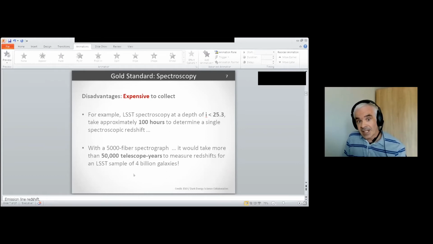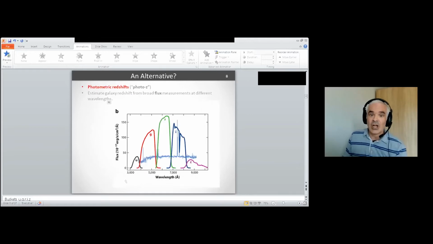So if they wanted to get spectroscopy for their entire field, they kind of, with tongue in cheek, said that would take about 50,000 telescope years. So obviously that's never going to happen. So we've got a bit of a problem here that we just can't get enough spectroscopy on the targets we're interested in.